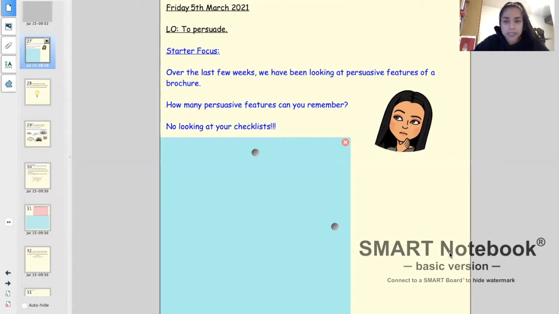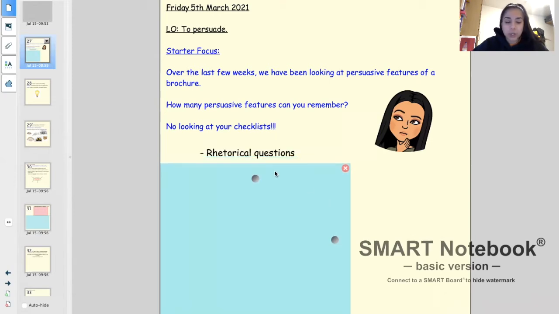Over the last few weeks, we've been looking at persuasive features of a brochure. So how many persuasive features can you remember? What I'd like you to do is try to challenge yourself and not look at your checklists that you made. But please pause the screen and try to remember as many features as you can. Okay, brilliant. So how did it go? Here are some that I could remember.